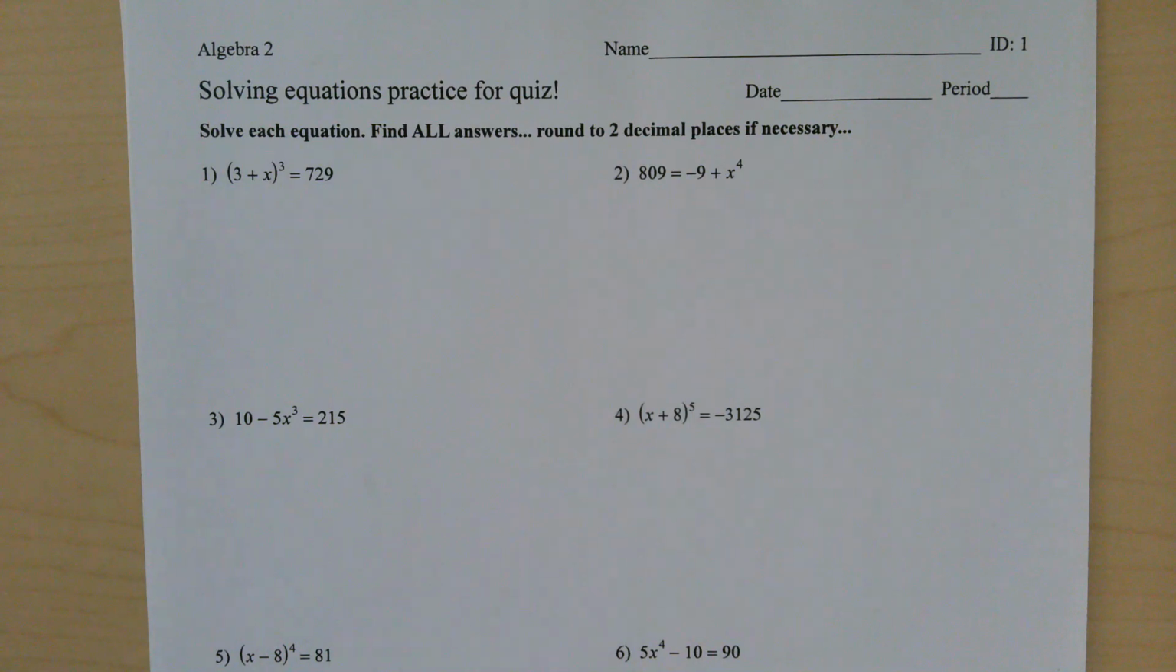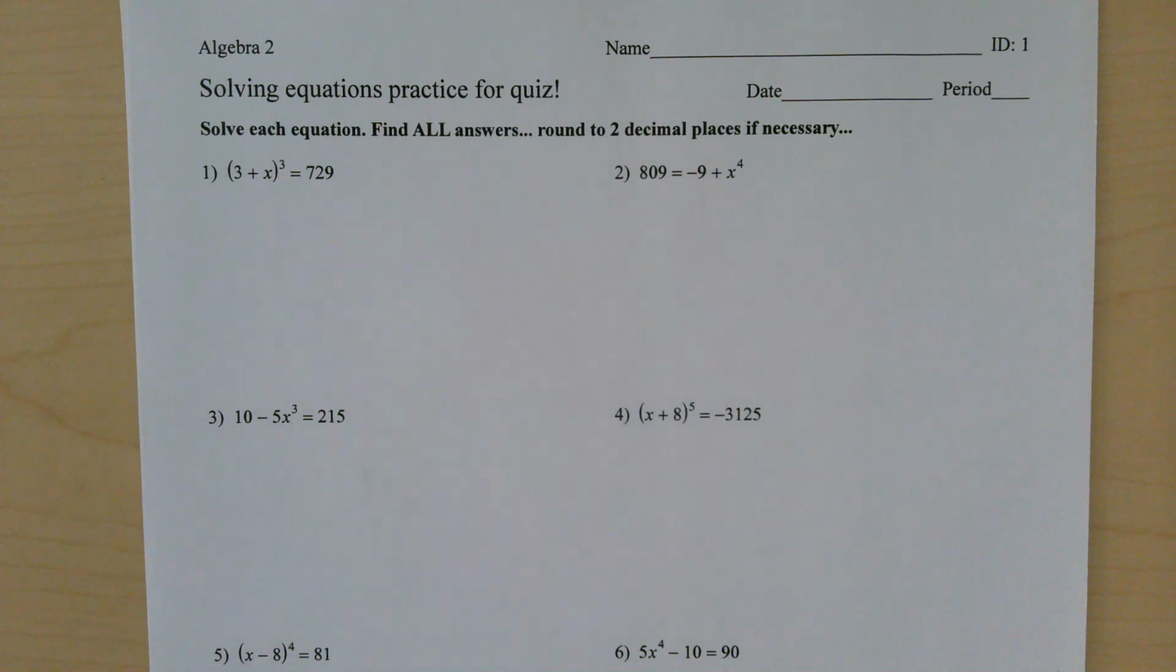Okay, I'm going to go over this extra practice for our quiz on 5-1 to 5-3. So these 6 equations, it's all about inverse operations. So we're not factoring. You just need to undo things in the proper order and you'll get your answers.